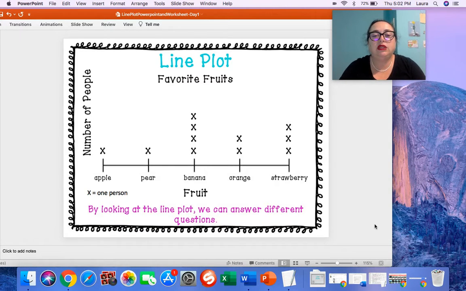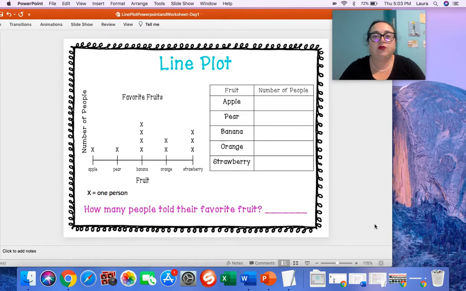By looking at the line plot, we can answer different kinds of questions. So we have a question here. It says, how many people told their favorite fruit? We've got to do some work, right? So let's take a look at this. How many kids chose apple? I can see that there's 1 X on my line plot, and I know based on my key down here, X equals 1 person. So I'm going to put 1.